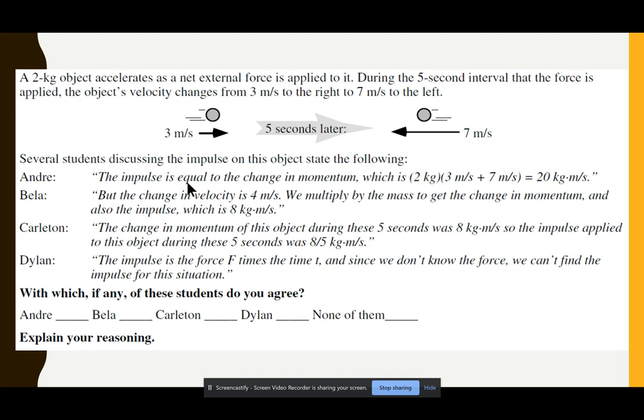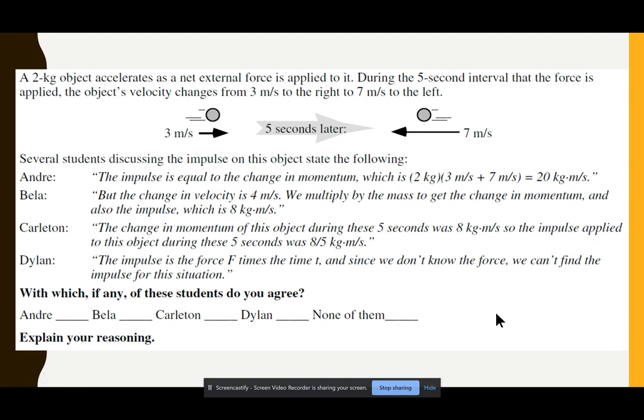So a 2 kilogram object accelerates as a net external force is applied to it. During a 5-second interval that the force is applied, the object's velocity changes from 3 meters per second to the right to 7 meters per second to the left. This is kind of like the other one we did, just for part 1. Several students discuss the impulse on this object, so which one do you agree with?